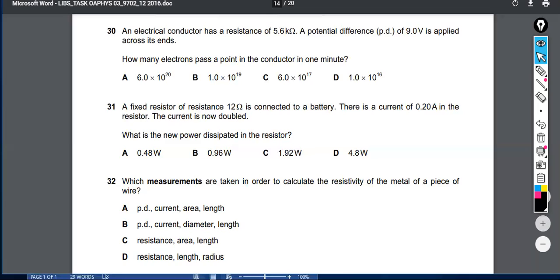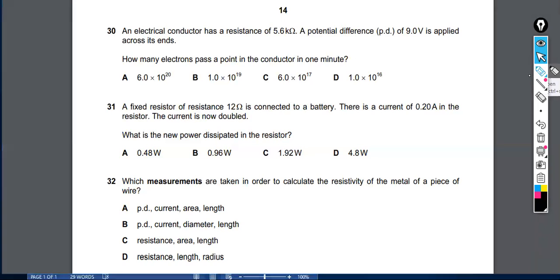All right, question 31 reads, a fixed resistor of resistance 12 ohms is connected to a battery. There's a current of 0.2 amps in the resistor, and the current is now doubled. What is the new power dissipated in the resistor? My preference is to always begin at the end. You could start here and work your way forward through the calculation, and eventually get the answer you want. But I always say, if I want to know power, I want to start with power.